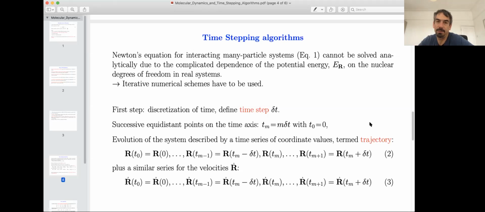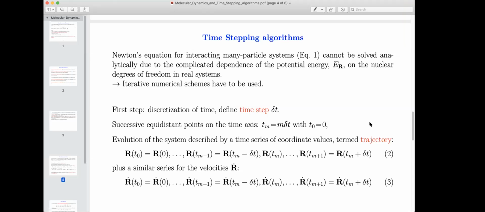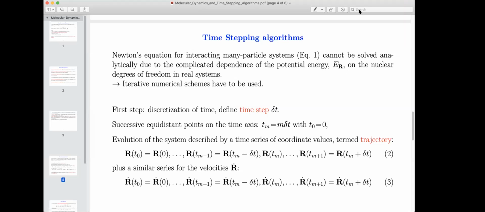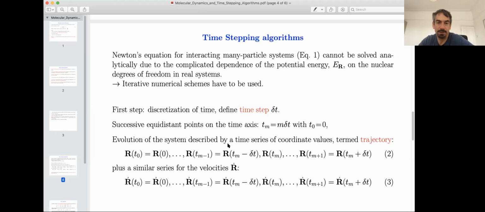Trying to explain the difference between density functional theory and DFT MD, yeah. I think equation 2 is probably the best to illustrate this. This is just a time series of nuclear positions, right? As the atoms move in time.